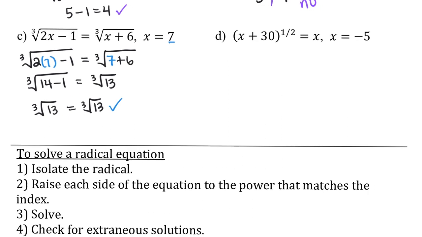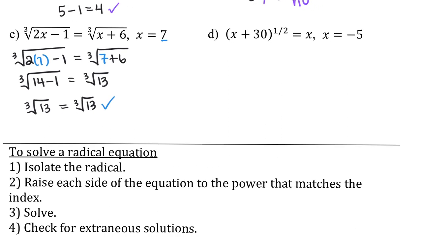Let's do one more checking. For D, it's x plus 30 raised to the 1/2 equals x. So let's plug in negative 5. So where x is negative 5, plus 30 raised to the 1/2 equals x. X is negative 5. So negative 5 plus 30, that's 25 to the 1/2. What's 25 to the 1/2?